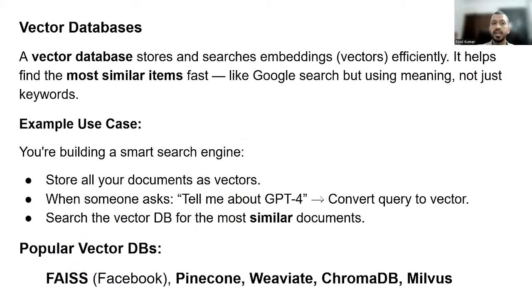After doing the word embedding, that means converting the word into vector, we store all the numeric values in a database that is called a vector database. So what is a vector database? It is just the collection of all the vectors of all the words. A vector database stores and searches embeddings efficiently. It helps in finding the most similar items, like Google search, but using meaning, not just keywords.